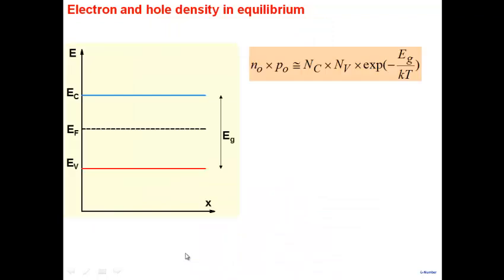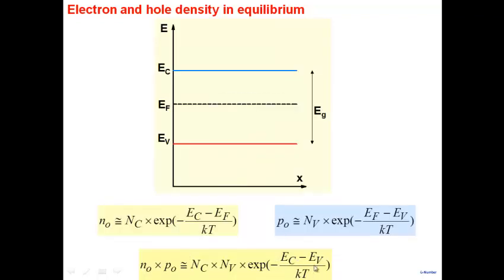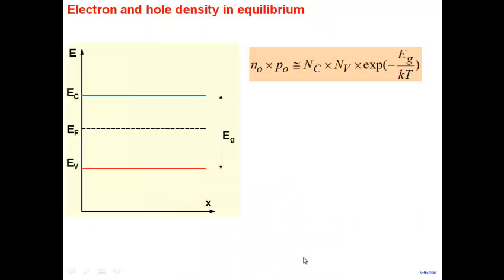Now, keeping in mind that EC minus EV is EG, we can write N0 P0 as NC NV exponent minus EG by KT. Therefore, if you give me a particular temperature and a particular material, I know the value of NC, I know the value of NV, I know the value of EG, so I know the product here.